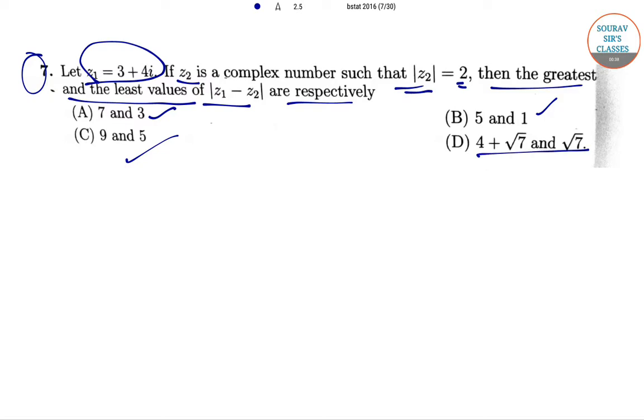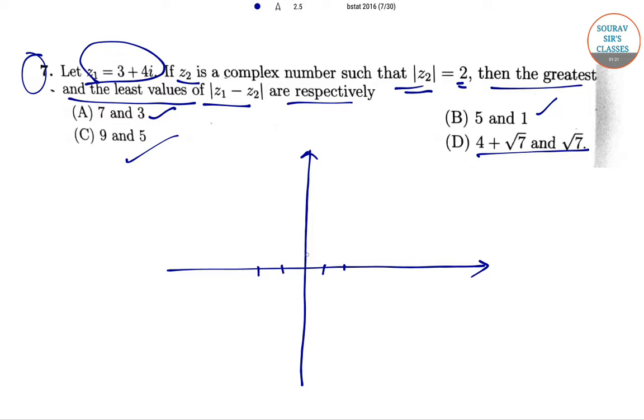So what we have been given, let us draw on an Argand plane, on a graph. So if this is the x-axis, this is the y-axis. So what we have been given is that mod of Z2 is equal to 2. So basically the radius of a circle, we can depict Z2 by the circumference of a circle which is having radius 2.